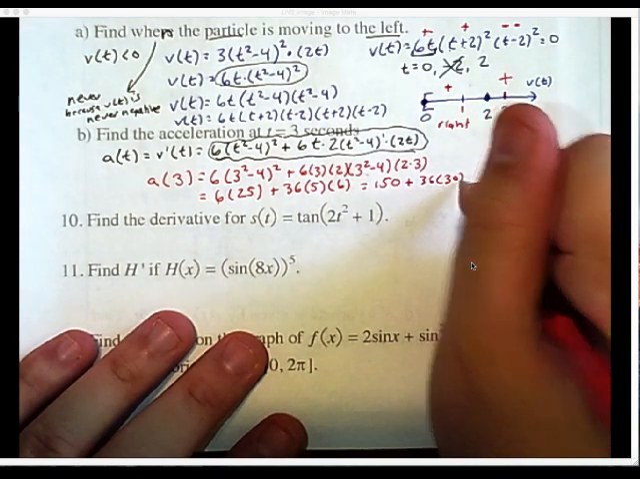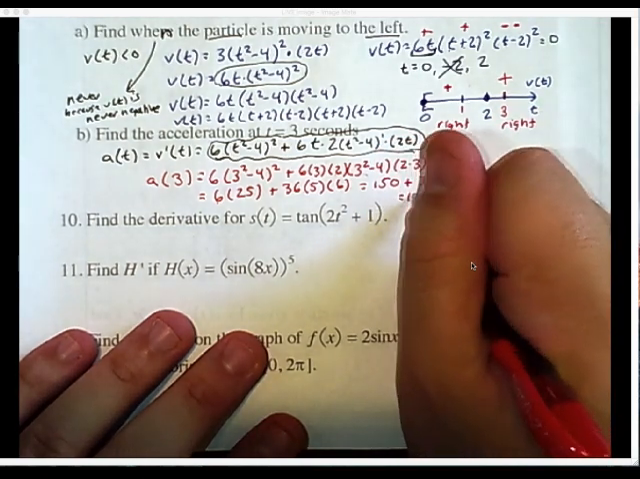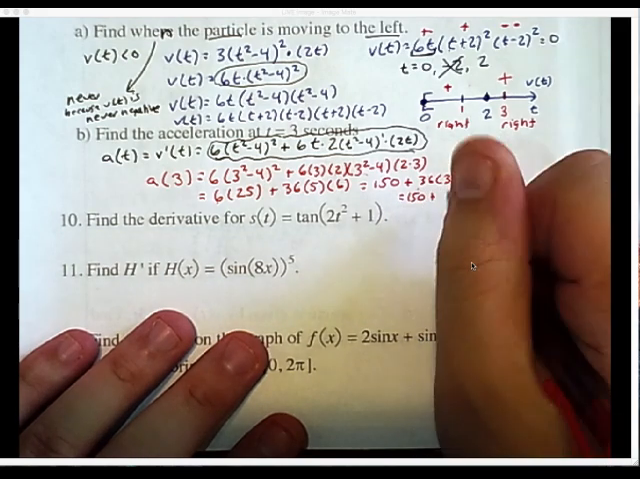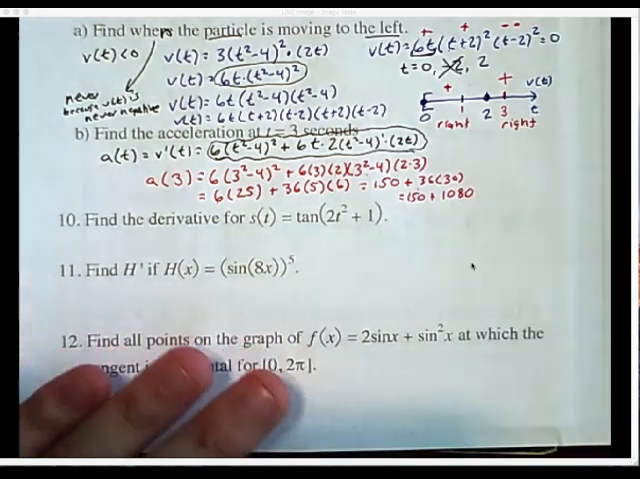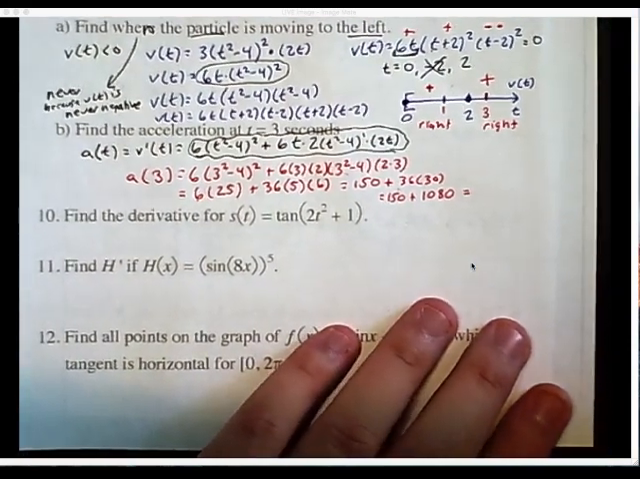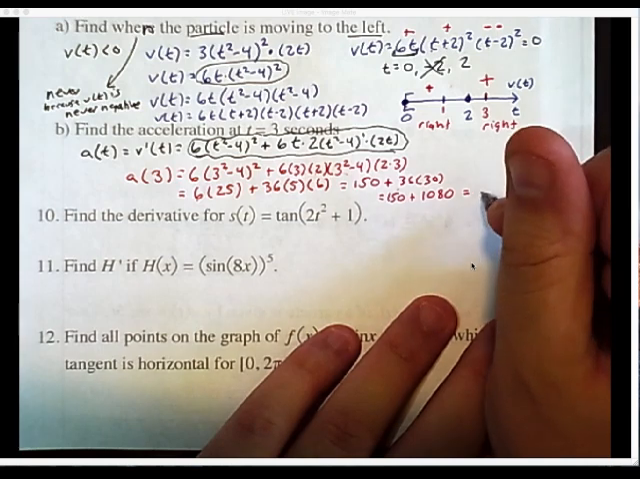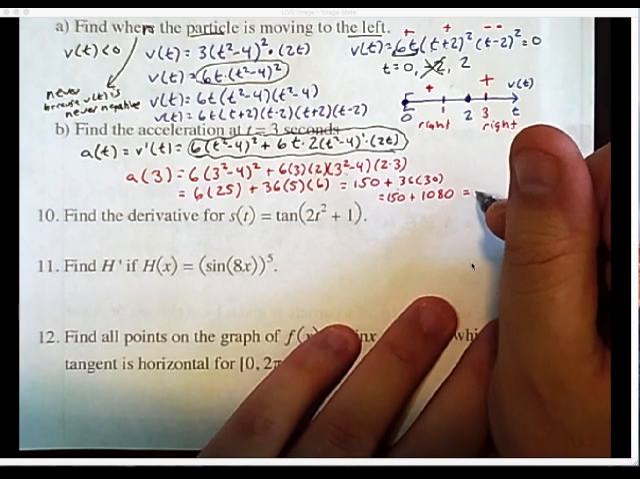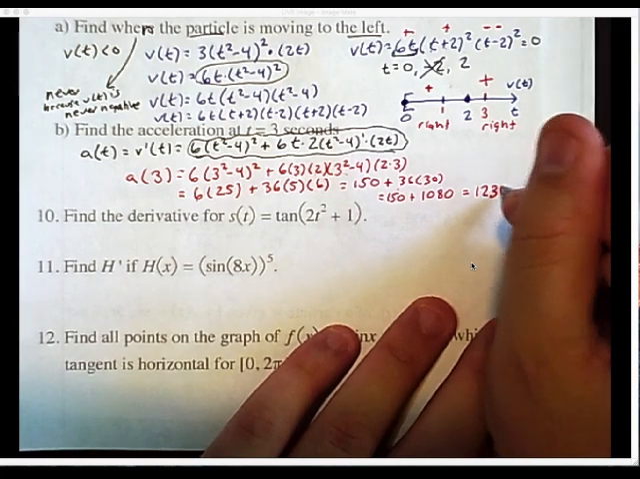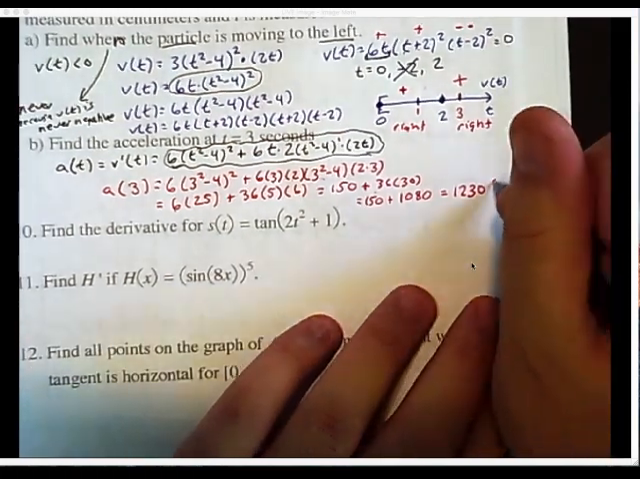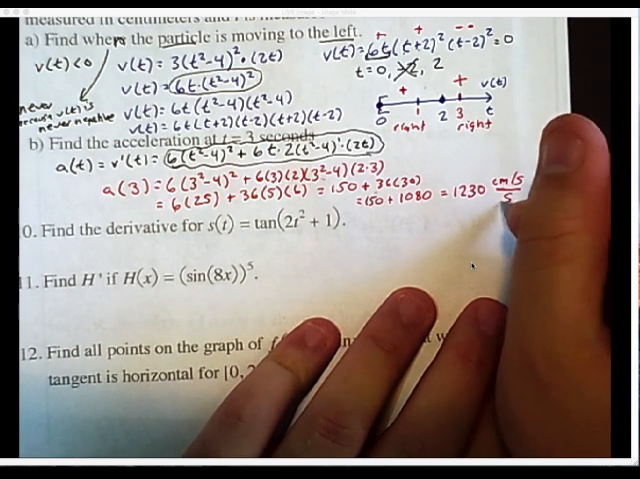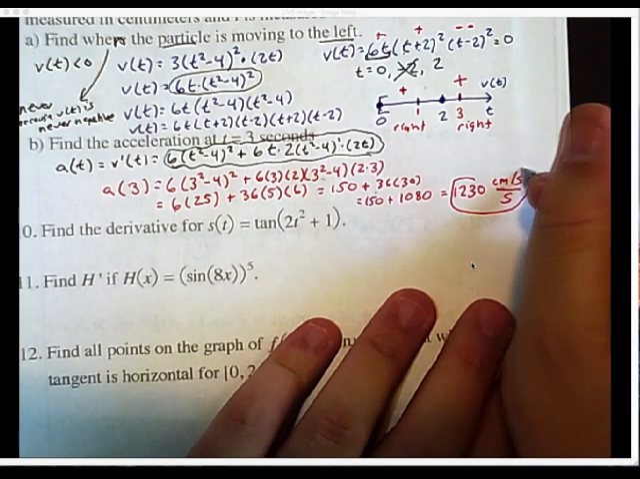36 times 30. 36 times 3 would be 72, 108. So 1080. So 150 plus 1080 is, let's see, 1080 plus 50 is 1130 plus another 100 is 1230. So 1230, and it's acceleration, so centimeters per second per second. It's a quick moving particle.